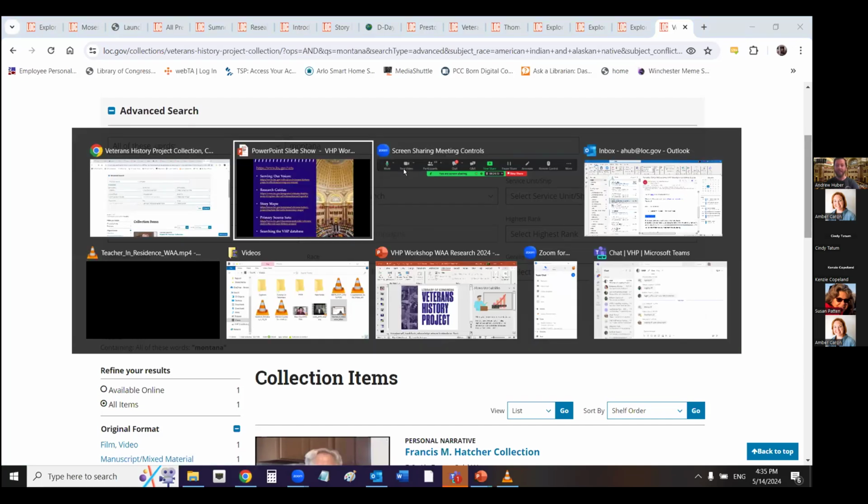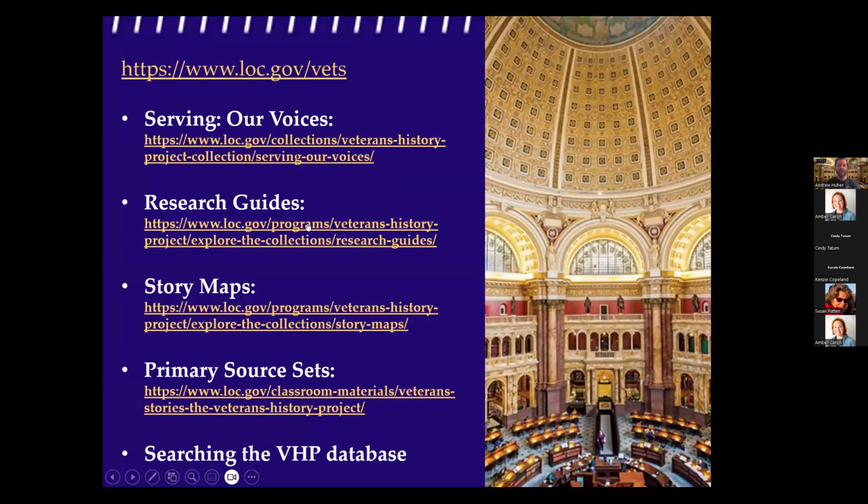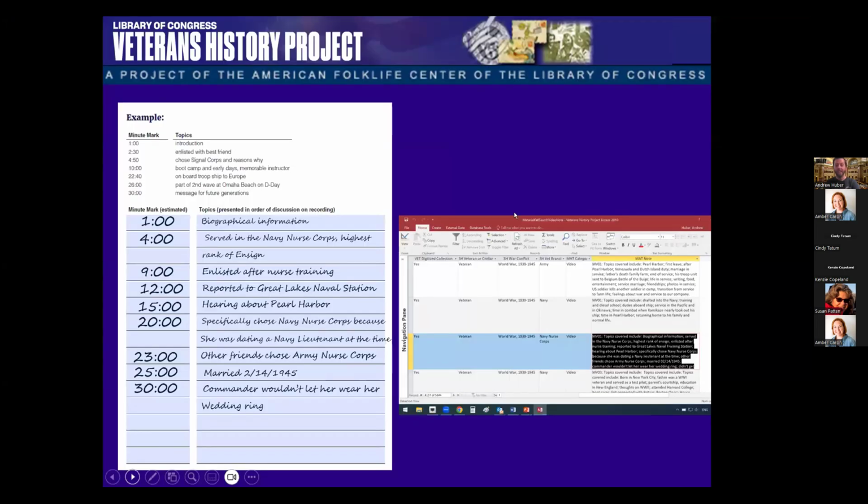One thing you may be asking is, where is it getting all this info from? That is a very good and important question, because the way that we get the search material is from you. It's from people who are participating in the Veterans History Project, who are interviewing veterans or collecting those primary source materials to donate. So if you've done a VHP interview before, you will notice that this looks familiar.